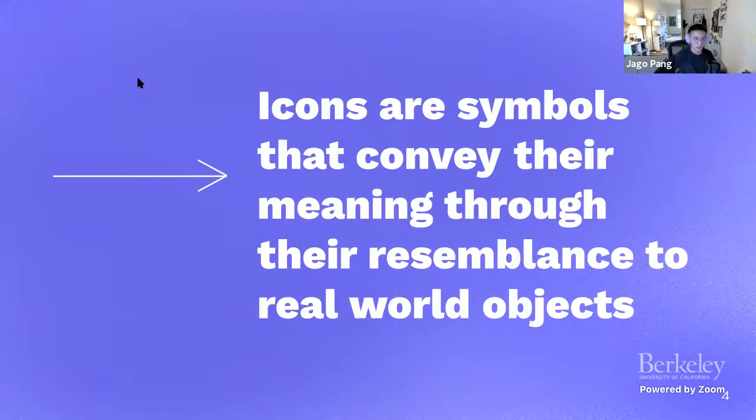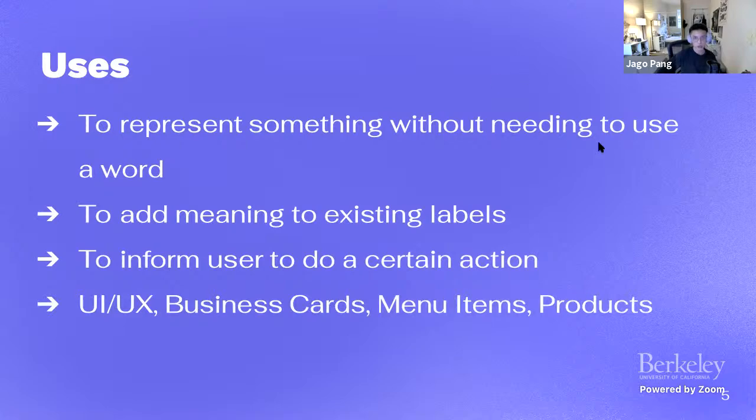So often icons have a specific meaning, and they have an intentionality behind them. They're often used to present something without needing to use words, especially if it's a really complicated topic. They add meaning to existing labels, so they're paired with words. They also inform a user to do a specific action, for example, an arrow to direct the user to a certain location. And they're really commonly used for UI designs, also business cards, menu items, and to represent products.